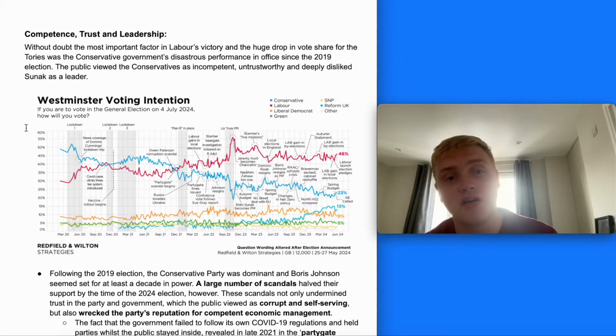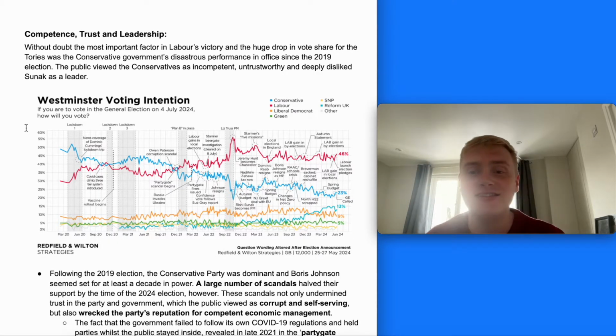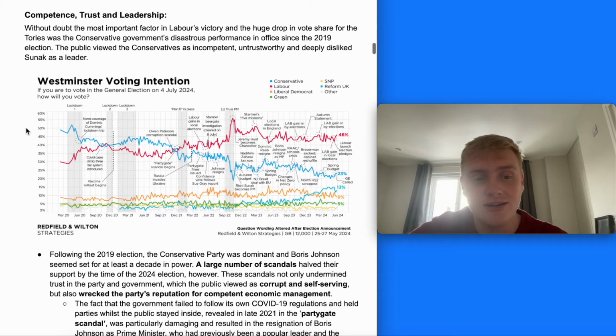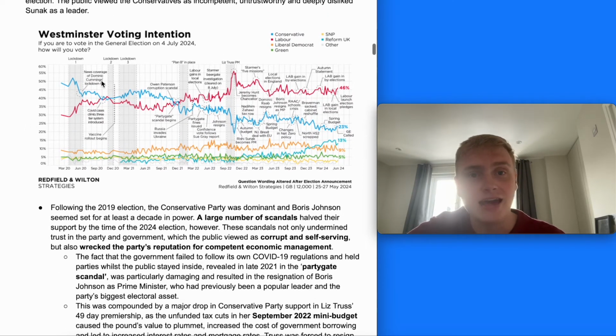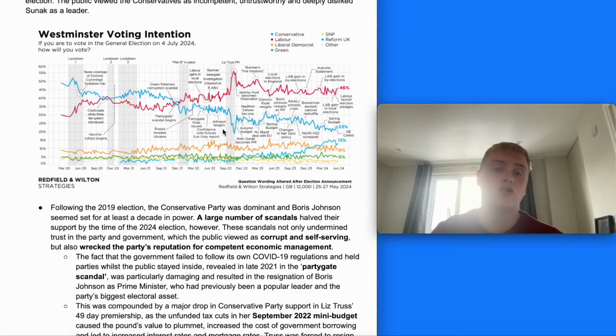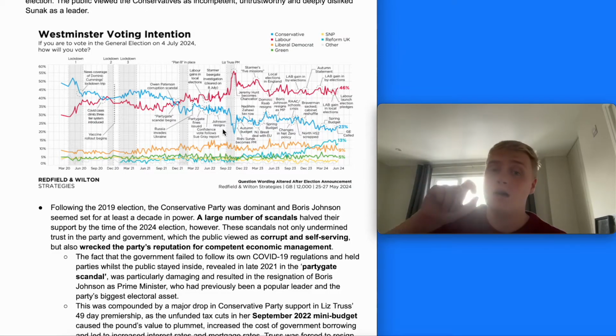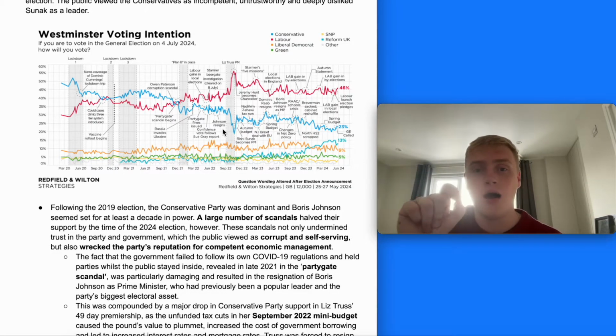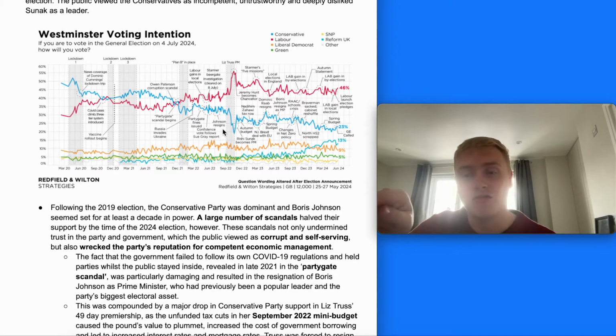The public viewed the Conservatives as incompetent, untrustworthy, and deeply disliked Sunak himself as a leader. So you see here a really good graph showing the polling over time with a number of key factors at the same time. What you'll notice is there's a lot of scandals. There's a lot of things that the Tories did wrong, and that ultimately played a massive part in them losing.